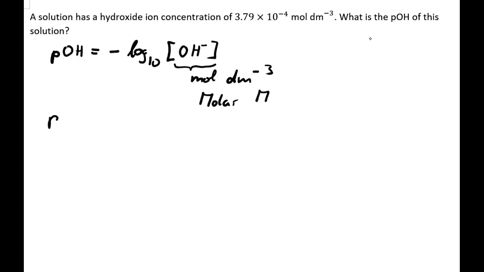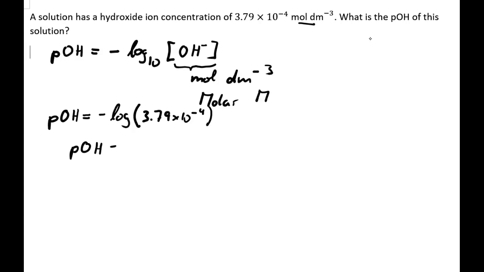So let's put in the numbers. The pOH of our solution equals the negative logarithm to the base of 10 of the hydroxide ion concentration, which is 3.79 times 10 to the minus 4. And we've got it already in the correct units that we want. If we put this into a calculator, we find that the pOH equals 3.421. Let's put it like that.